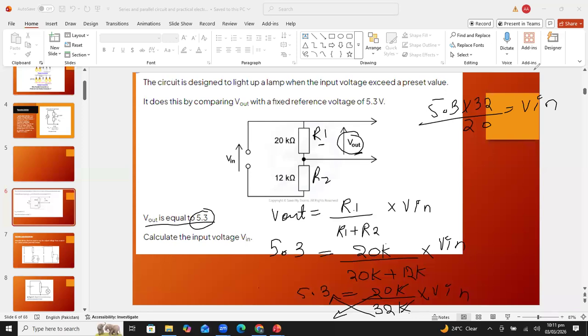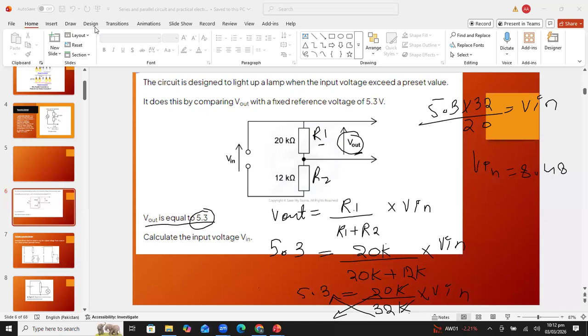Ayan? Zain, what answer you are getting, beta? Ahmed. Hafsa is saying 8.48 volt. Everyone is getting the same answer. Okay, Khatija is also saying input voltage is 8.48 volt.